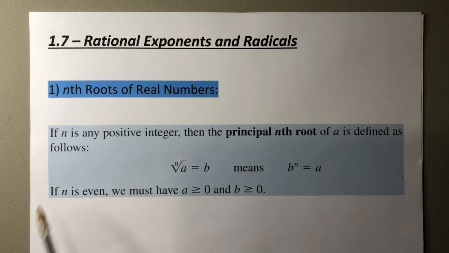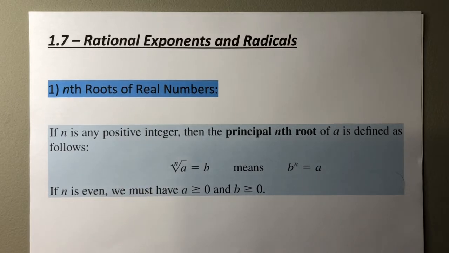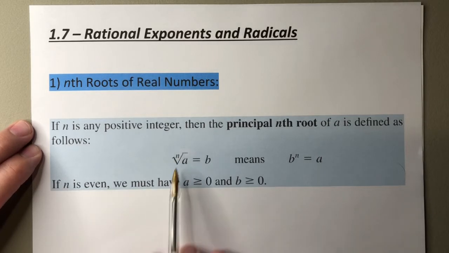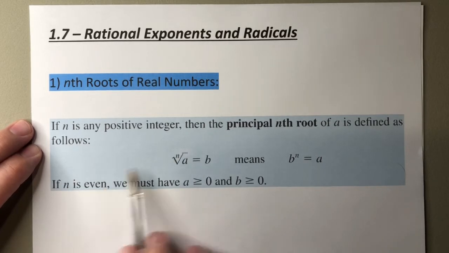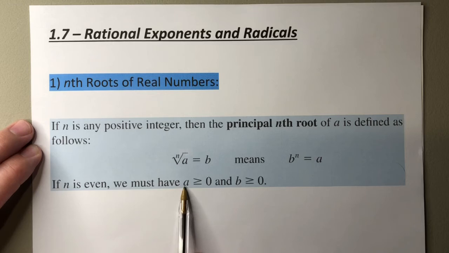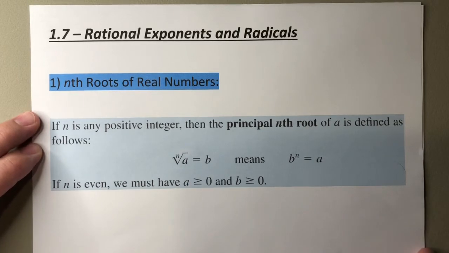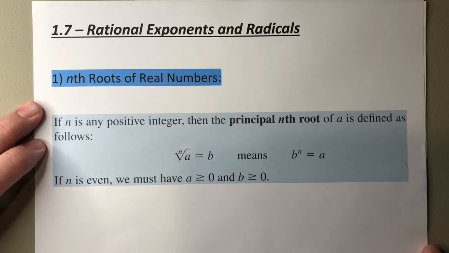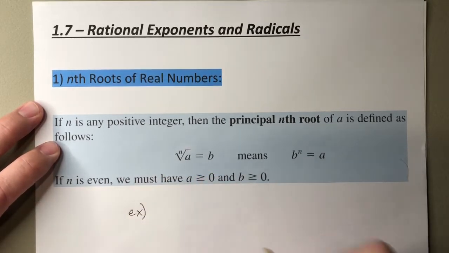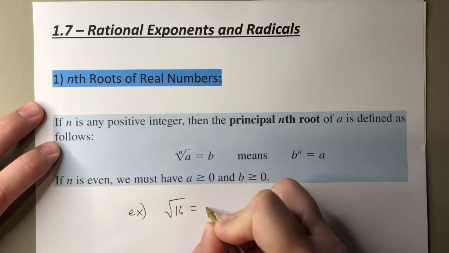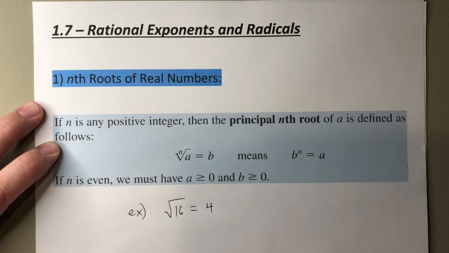Okay, so the first thing is nth roots of real numbers. This part at least is pretty basic, I hope. If n is even, we must have the value under the radical be positive or equal to 0, and the result will therefore be greater than or equal to 0 as well. A couple quick examples of this: if you have the square root of 16, you get what? The square root of 16 is 4. Why is that? Because 4 squared gives you 16.